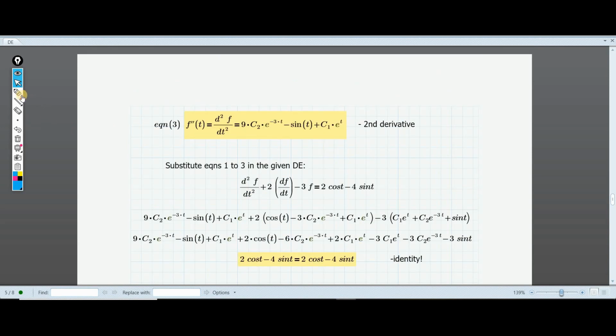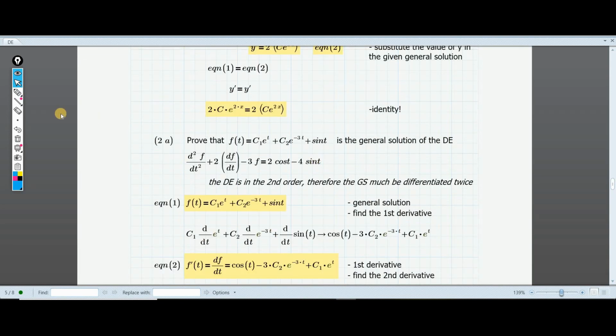So, we have here now our equation 3. So, we have now the f double prime t for our second derivative. And rewriting it here, we have this answer. So, this is our second derivative. Now, anong gagawin natin? Remember that we have to prove na yung ating, okay, balik tayo sa taas.